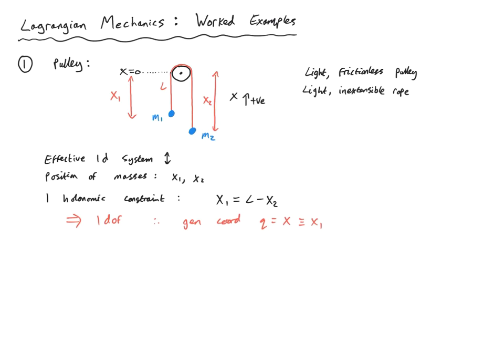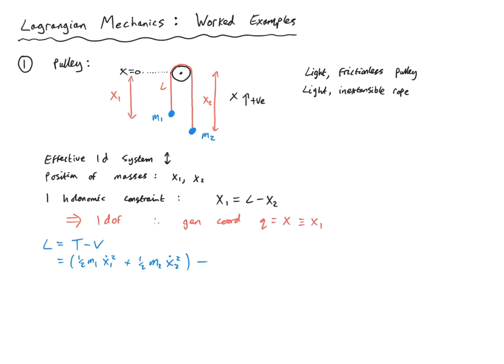Okay, so with all of that set up, and it's worthwhile really going through this to identify the coordinates, the degrees of freedom, the constraints, and so on, once we've done all of that, we can finally write down the Lagrangian itself. We have a non-relativistic system here, so the Lagrangian is just the kinetic energy minus the potential energy. The kinetic energy is a half m1 times x1 dot squared for mass number 1, and a half m2 x2 dot squared for mass number 2.